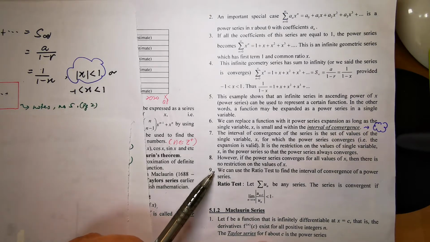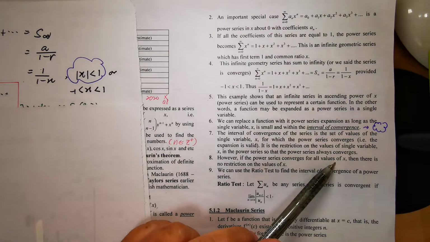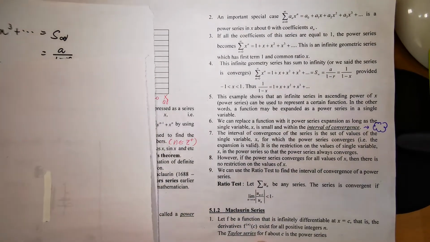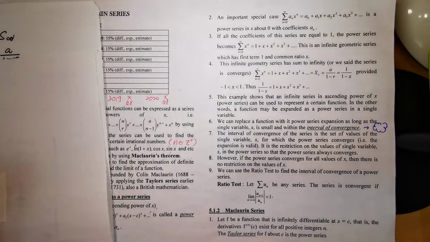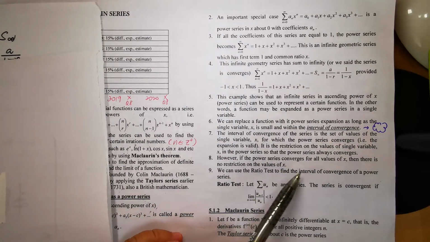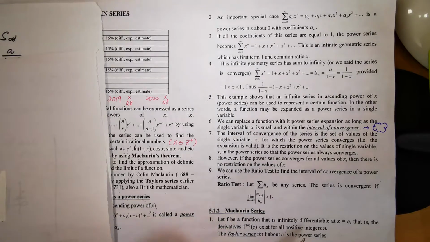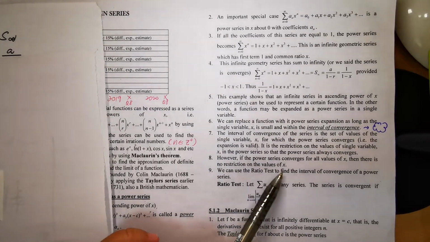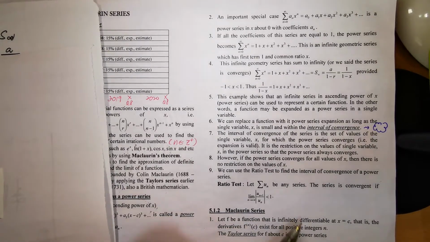And however, if the power series converge for all value of x, yes, there are some power series with no interval of convergency. Any value of x can be used. All right. So in that case, there is no restriction on the values of x. Okay. Later we will discuss some series which has no interval of convergency. Means any values of x can sub in, and the series is always valid.